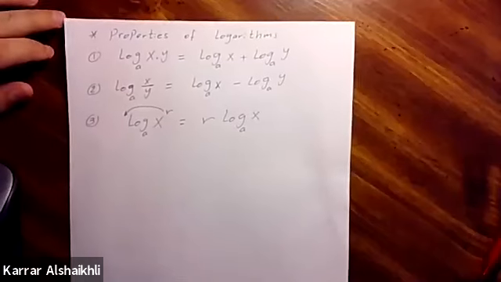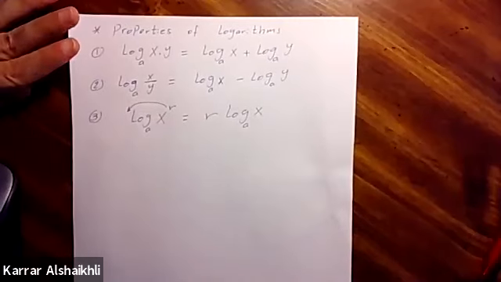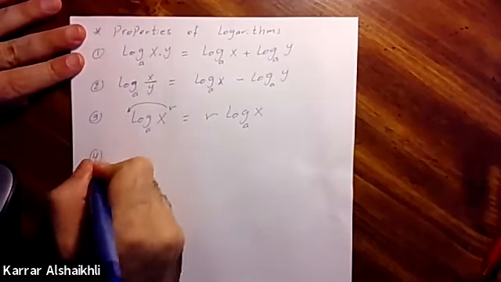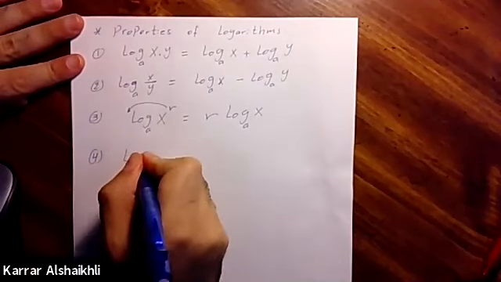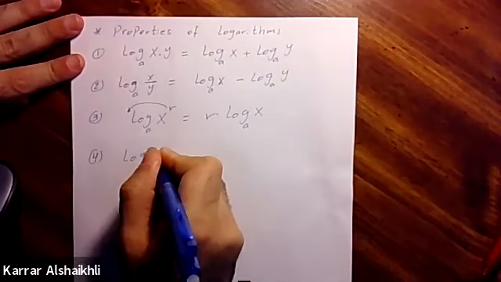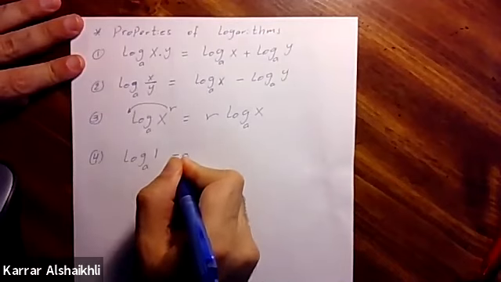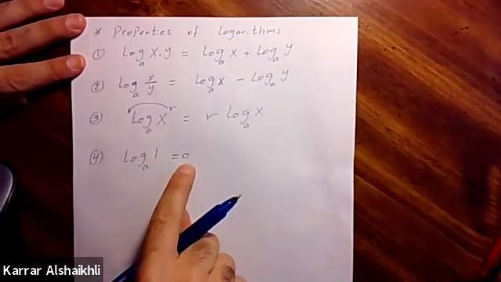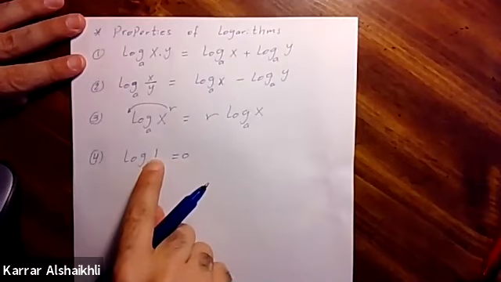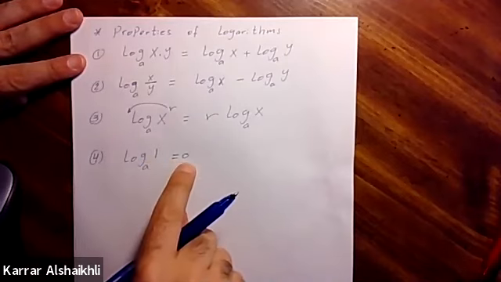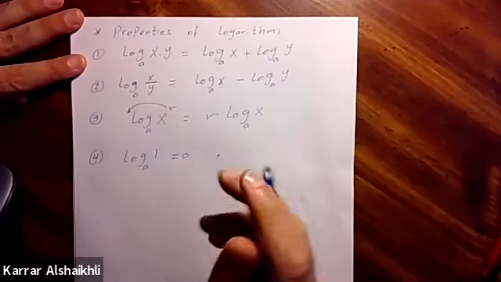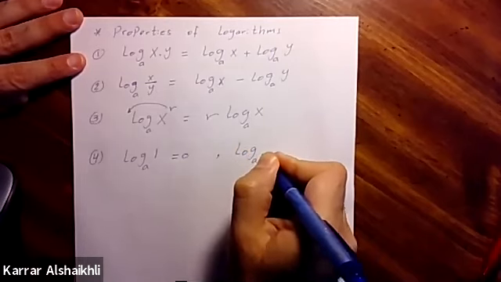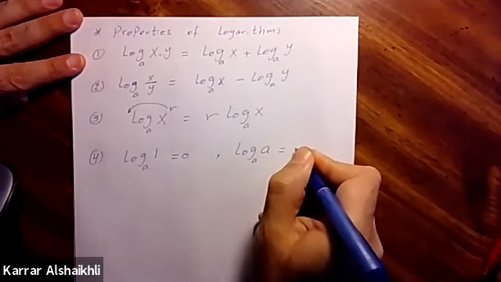Let's add one more rule, rule number 4. If you have log to the base a of 1, it is always equal to 0. Always. Log of any number, log to the million of 1, is always going to be 0. Log to the 5 of number 1, always 0. So this is rule number 4, the first part. The same thing, if you have log to the base a of the number a, it is going to be equal to 1.